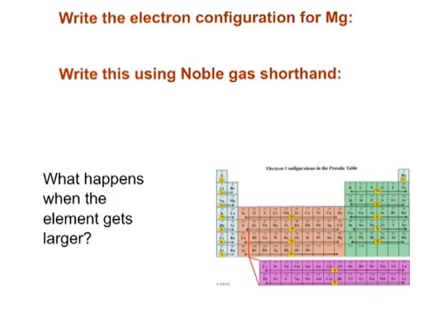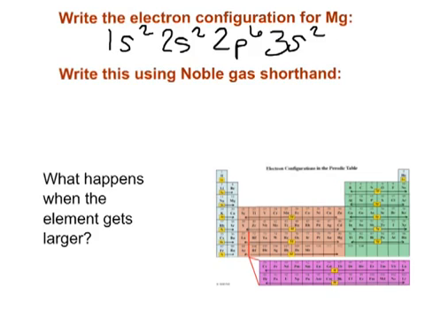Okay, electron configuration for magnesium. Magnesium has 12 electrons, so we're going to start writing those down. 1s2, 2s2, 2p6, it's going to be full, and then we have 3s2.